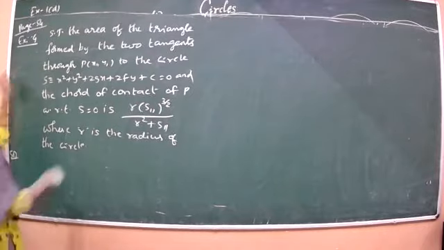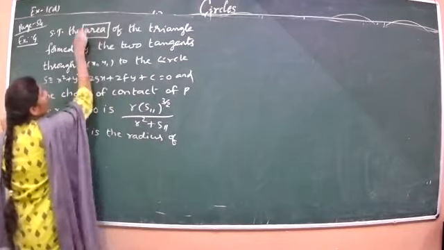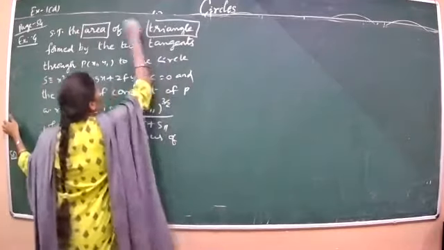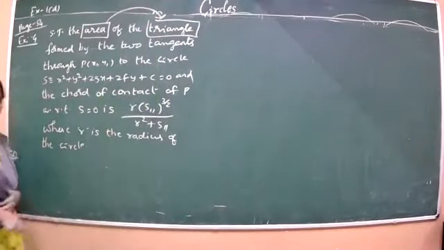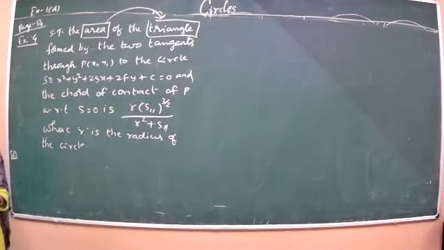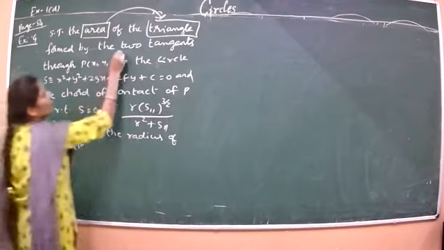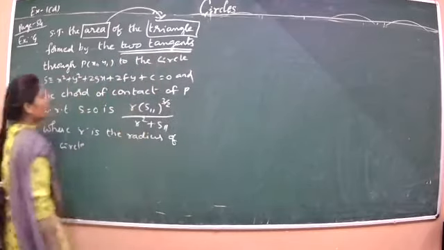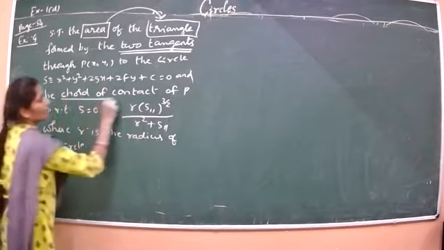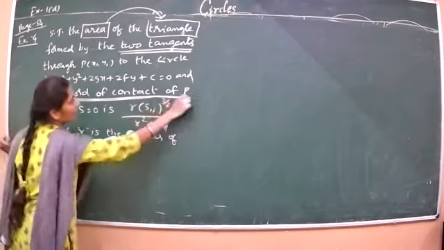We have a triangle and we need to find its area. To form the triangle, we need three sides. What are those three sides? Two sides are tangents and the other side is the chord of contact of the point P.